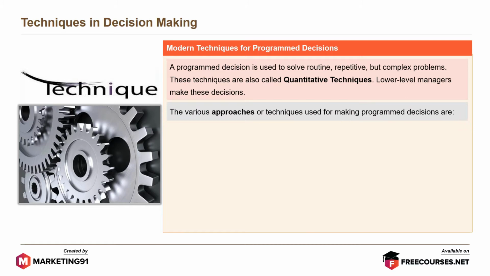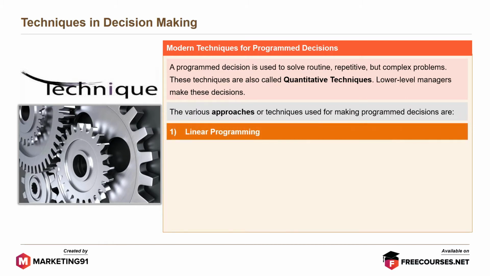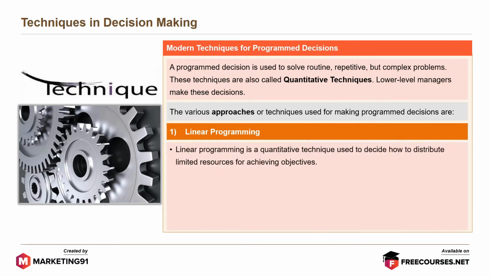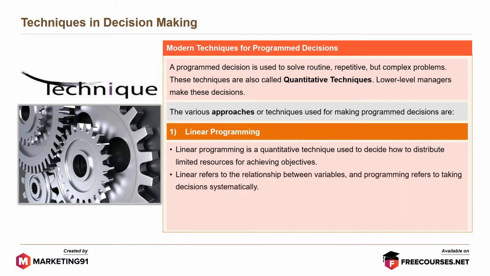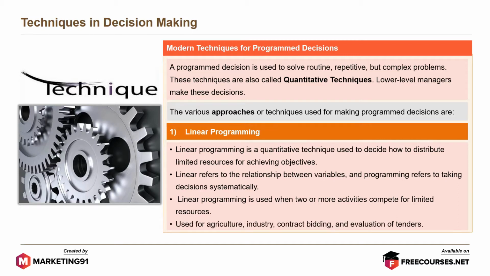The various approaches or techniques used for making programmed decisions are: linear programming. Linear programming is a quantitative technique used to decide how to distribute limited resources for achieving objectives. Linear refers to the relationship between variables, and programming refers to taking decisions systematically. Linear programming is used when two or more activities compete for limited resources. It is used for agriculture, industry, contract bidding, and evaluation of tenders.